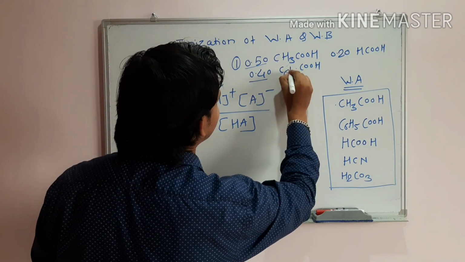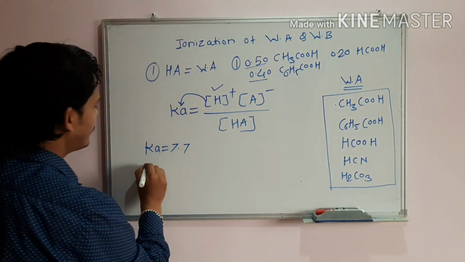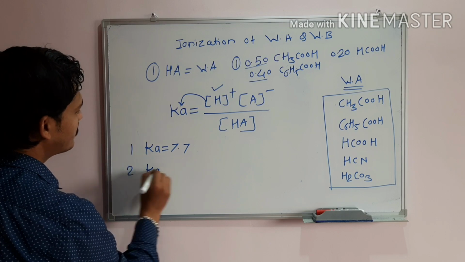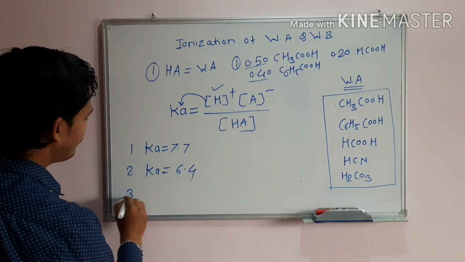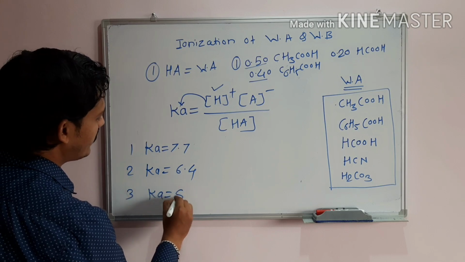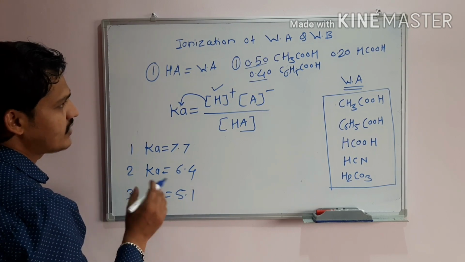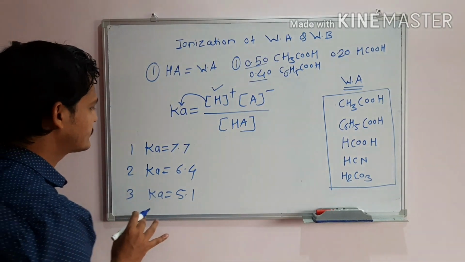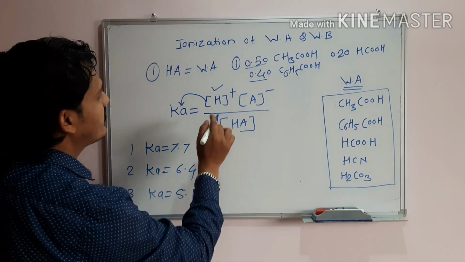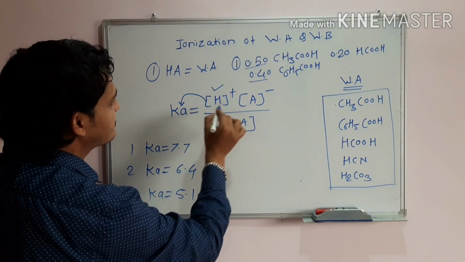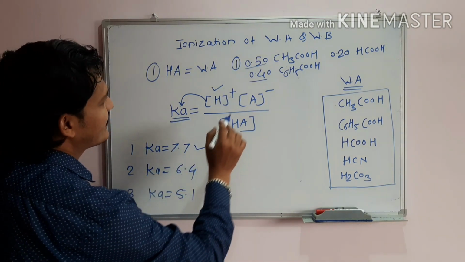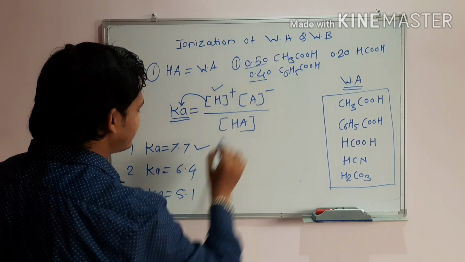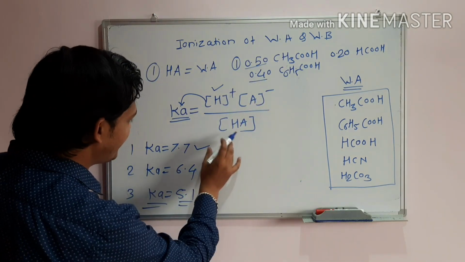It is C6H5COOH. So what is the value for beaker number 2? That is equal to 6.4. And what is the value for Ka? Is equal to 5.1. Okay, so I am taking just random numbers or random figures. So you have to understand it. If the concentration of H plus ion is more, then value of Ka is more. So if the concentration of H plus ion is less, then value of Ka is less as compared to this.